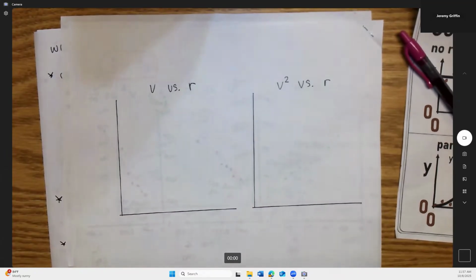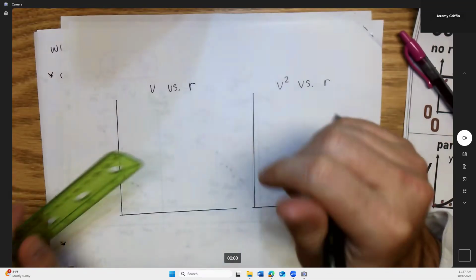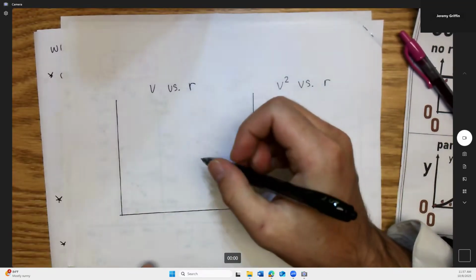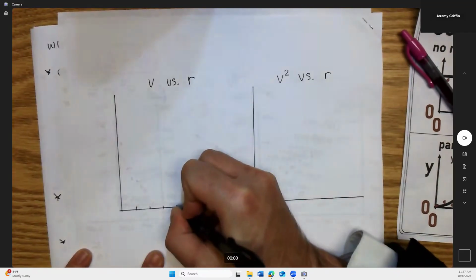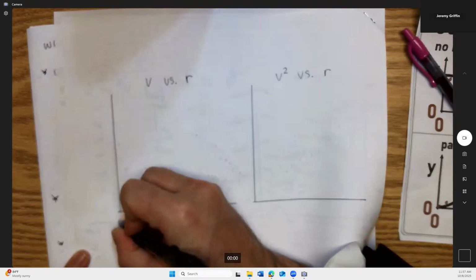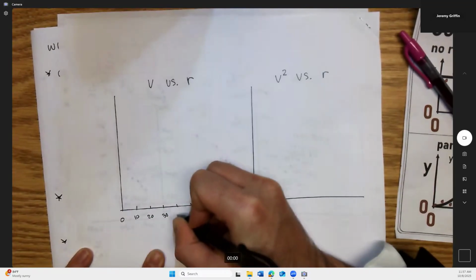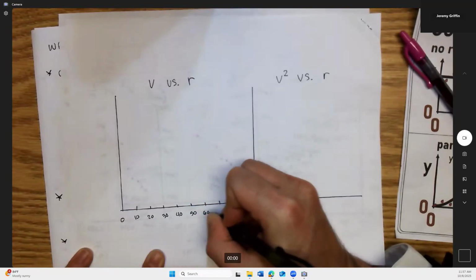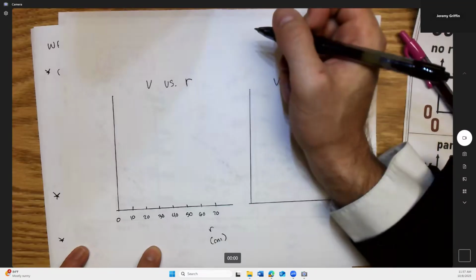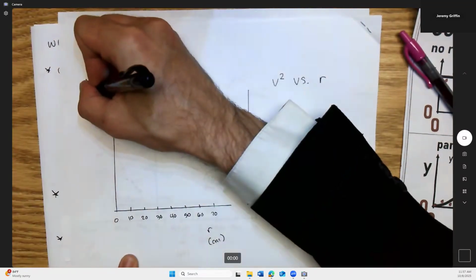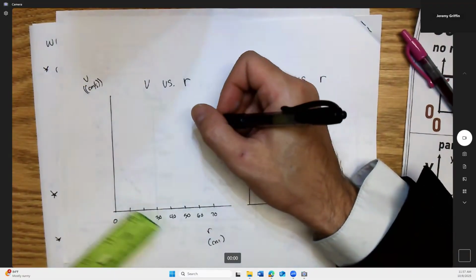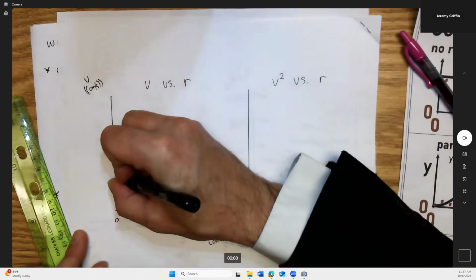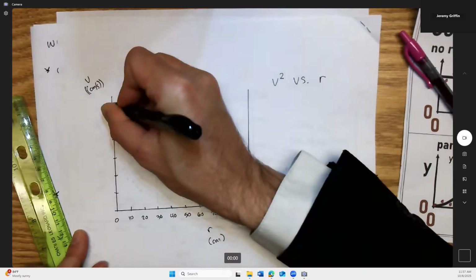And who has pretty good data? All right, what was your largest radius? 70 centimeters? All right, so radius in centimeters. Let's go 10, 20, 30, 40, 50, 60, 70. And what was your fastest speed? 576? Okay. Let's go 100, 200, 300, 400, 500, 600.